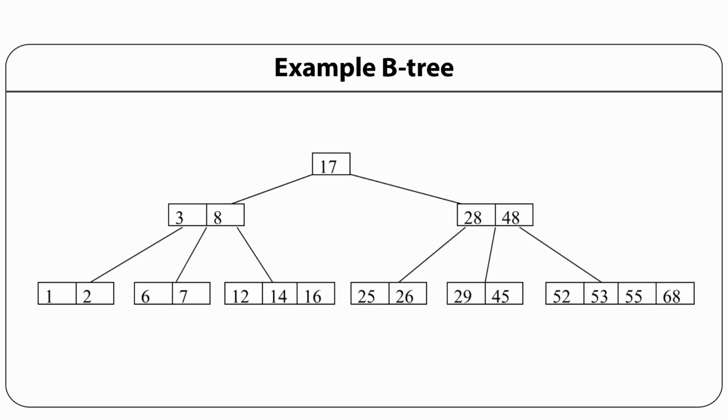Then to the left of 28 we have values 25 and 26, and to the right of it we have 29 and 45. 29 and 45 are placed to the left of 48 as they are smaller than 48, and 52, 53, 55 and 68, which are bigger than 48, are placed to the right-hand side of 48. The maximum children any node can have in this table is 4. That means this table is an order 4 table.